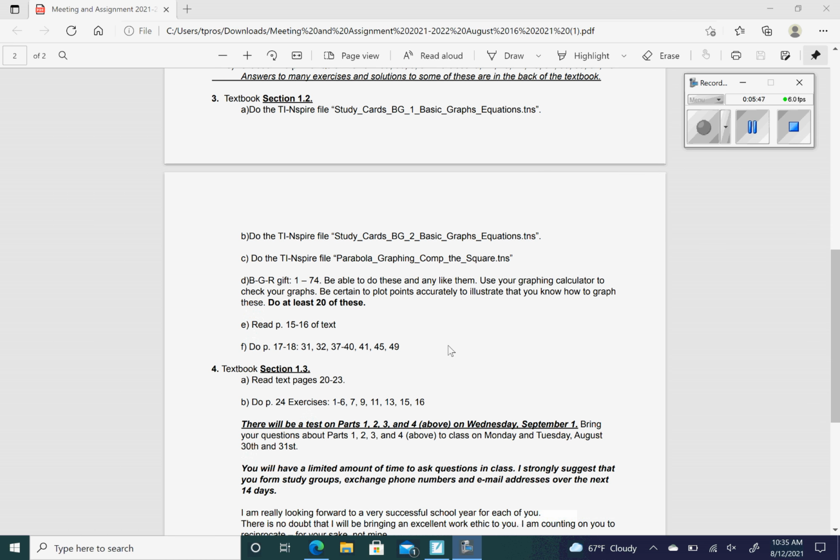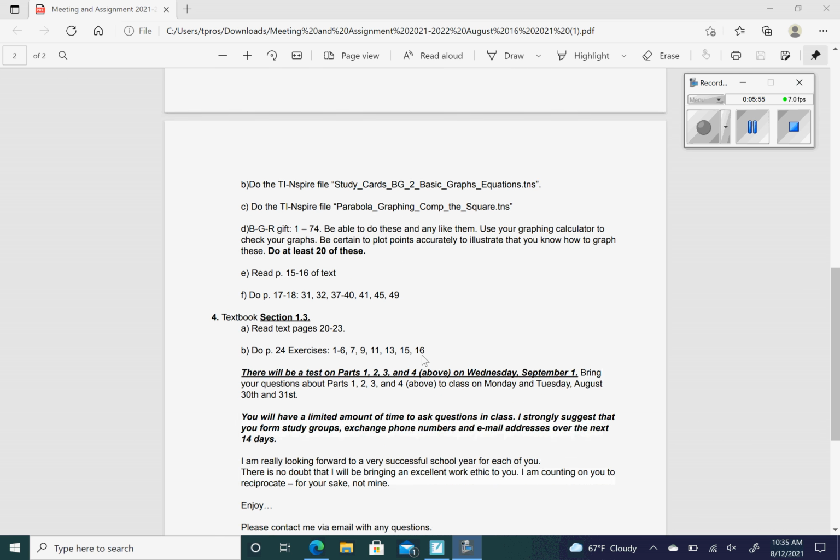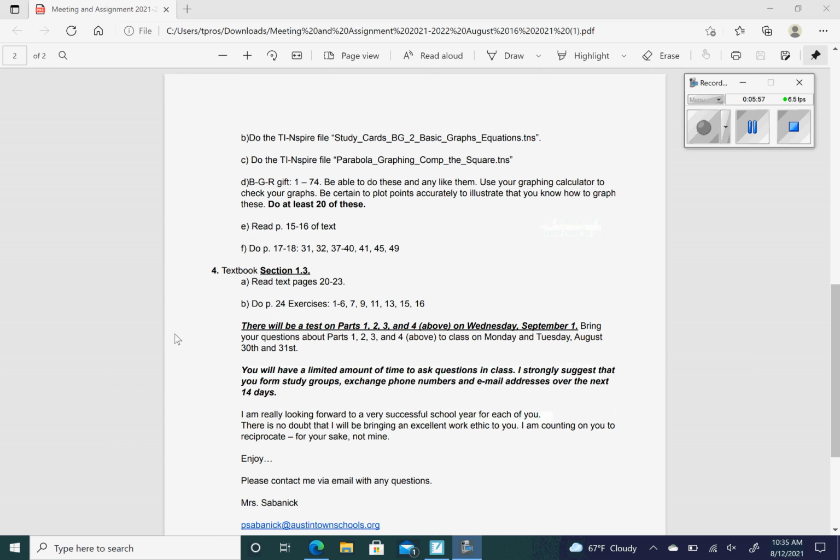For Part E, read pages 15 and 16 of the text. And Part F, do pages 17 and 18, these selected problems. Part 4, textbook is section 1.3. Please read text pages 20 to 23. And on page 24, do the exercises that are listed here.